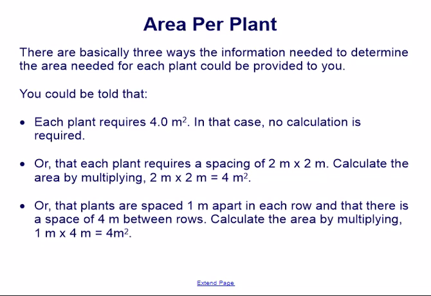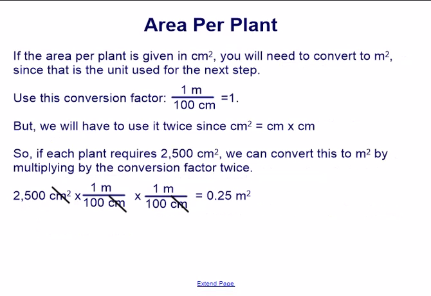Or that plants are spaced 1 meter apart in each row and that there is a space of 4 meters between rows. Calculate the area by multiplying 1 meter by 4 meters equals 4 square meters. If the area per plant is given in square centimeters, you will need to convert it to square meters, since that is the unit used for the next step.